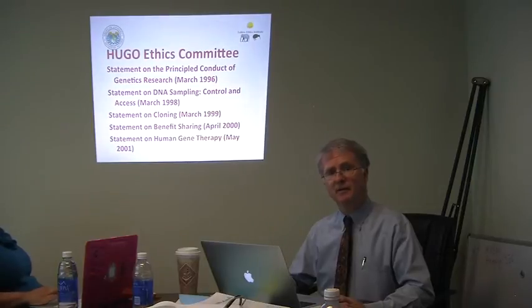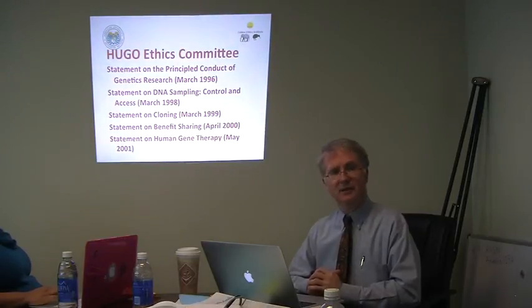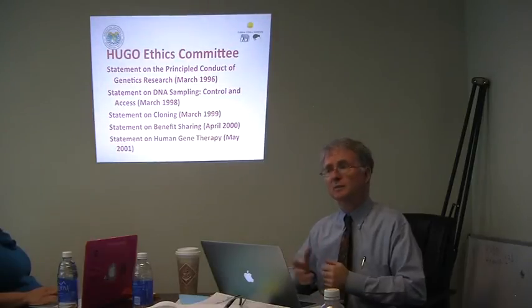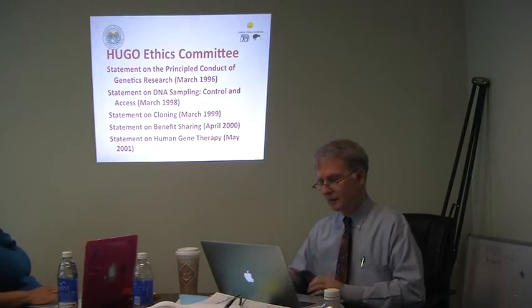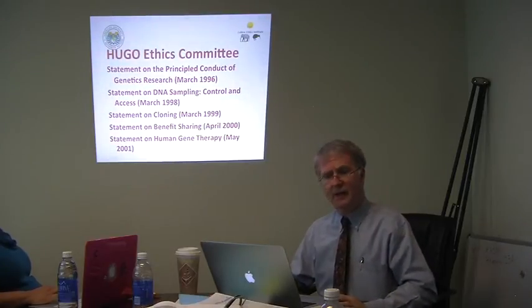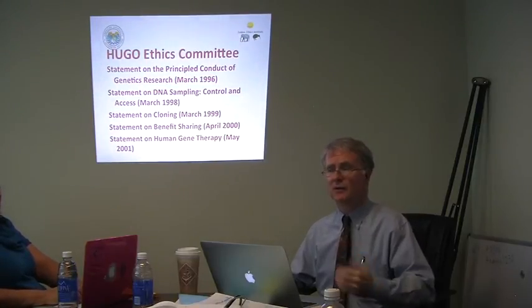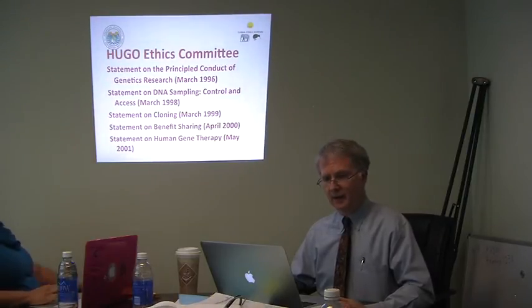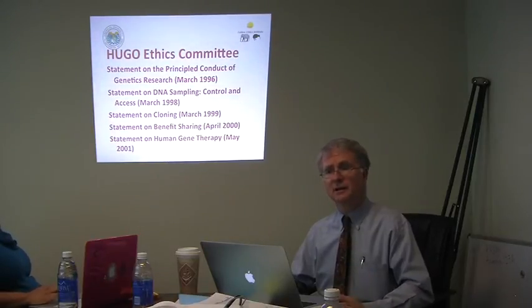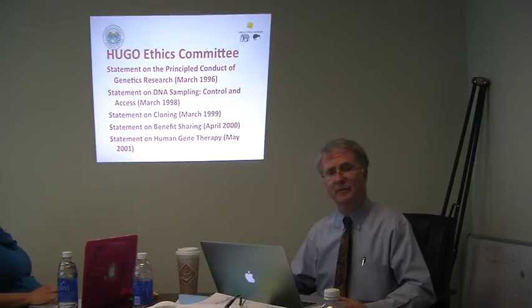The HUGO Ethics Committee, the Human Genome Organization, was a group of scientists who conducted the Human Genome Project. So the leading scientists in genetics and genomics became members of this organization. An ethics committee was formed, and they released a series of statements, and some of their statements are here, and they were relatively important in terms of setting the international guidance for human genetics. The principal conduct of genetic research, statement on DNA sampling, who has control and access to this, statement on cloning, especially looked at issues such as mitochondrial cloning, which were actually possible at that time, benefit sharing, and the human gene therapy.